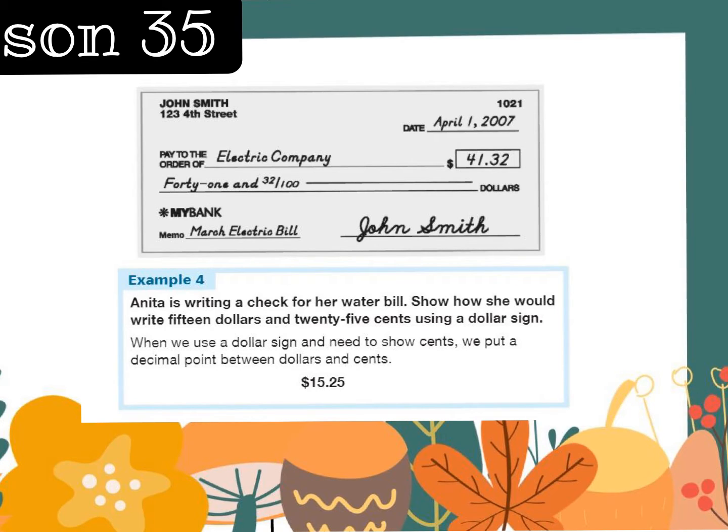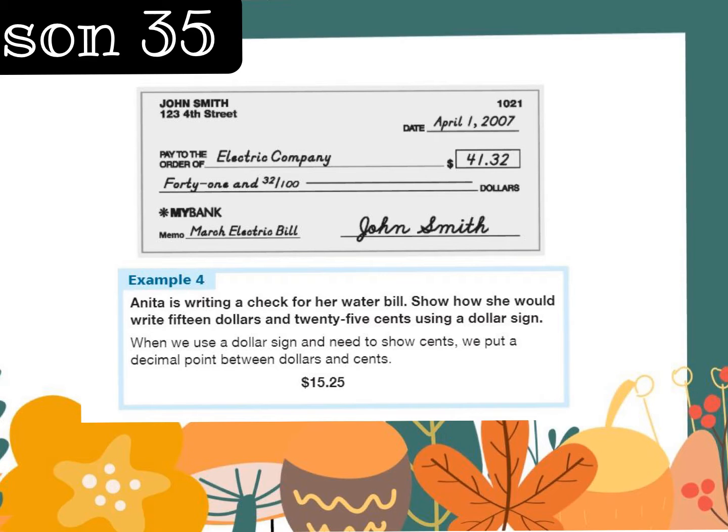This one says Anita is writing a check for her water bill. Show how she would write $15.25 using a dollar sign. So we can write mixed numbers with money as decimals as well. We just got done seeing mixed numbers written with a whole number and a fraction, but mixed numbers can also be written as money. The 25 cents is like my fraction part, right? So with $15.25, the $15 is the whole. It's 15 whole dollars, but then 25 cents is part of another dollar, okay?